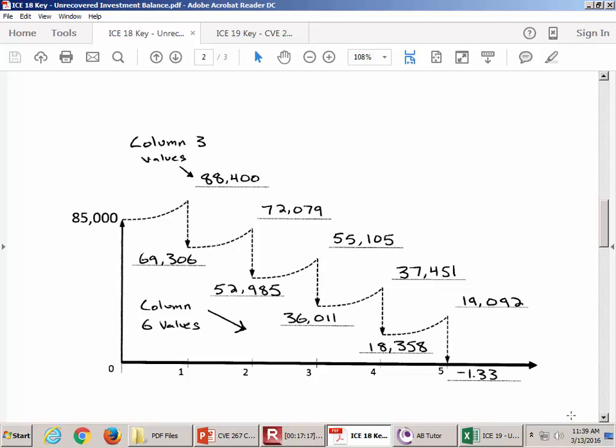So you take the values from column 3. Each of these is the amount that's due before the revenue comes in. They go down by the amount of the revenue, and then this is sort of after the payment is made, how much unrecovered investment balance is still remaining. So in the end, it went to negative 1.33. It should go to zero if we have the perfect payment amount. Any questions from the figure?